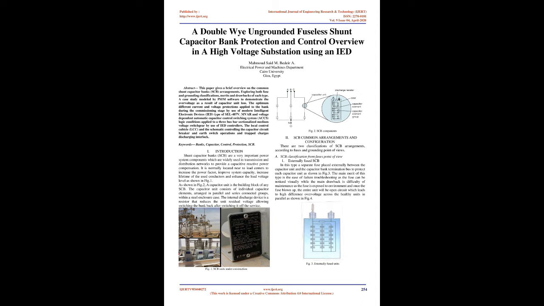There are two classifications of SCB arrangements, according to fuses and grounding point of views. SCB classification from fuses point of view. Externally fused SCB. In this type, a separate fuse is placed externally between the capacitor unit and the capacitor bank termination bus to protect each capacitor unit as shown in Fig.3.